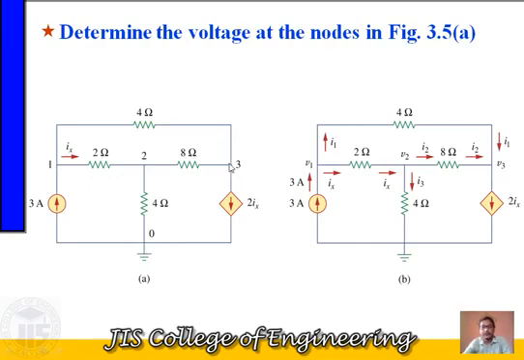let's put an unknown voltage for these remaining nodes. So let's consider an unknown voltage V1 for node 1, unknown node voltage V2 for node 2, and let's put the unknown node voltage V3 for node 3.